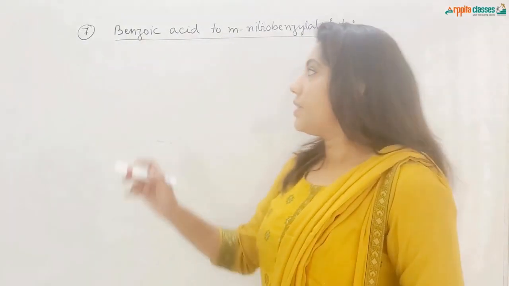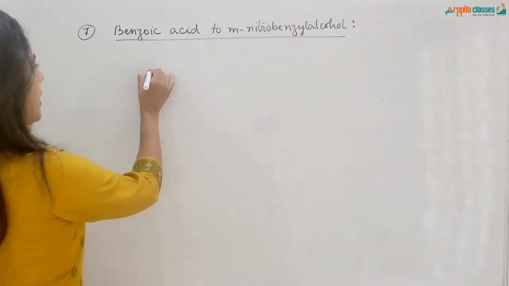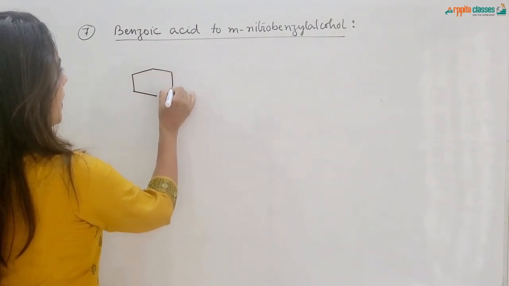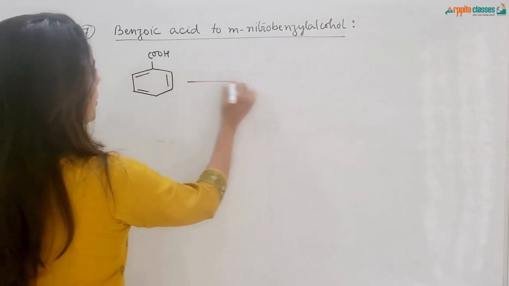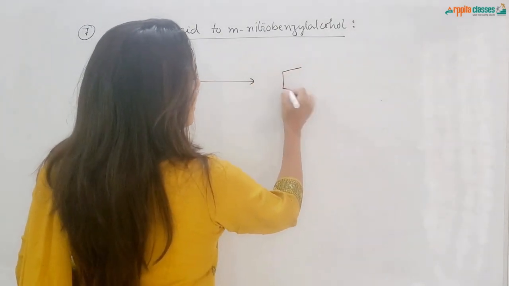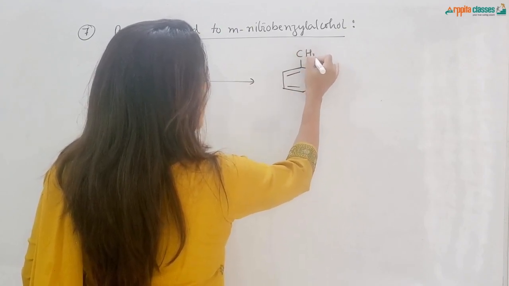So the next conversion is benzoic acid to meta-nitrobenzyl alcohol. This is your benzoic acid. From here we have to convert to meta-nitrobenzyl alcohol. This is your benzyl alcohol.